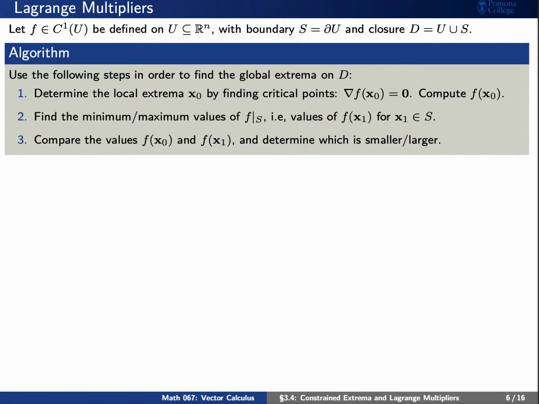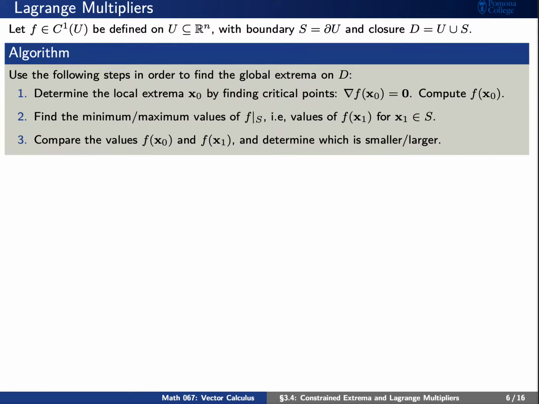So far, we've seen the following algorithm, which allows us to find global extrema on this closed set D. First, determine the local extrema by finding the critical points. That is, take the gradient, set it equal to 0, and then compute the value f evaluated at x0. Second, we can find the maximum and minimum values of f by looking at what happens at the boundary, that is ∂U. Third, we'll compare what we found, the values for the local extrema, that is f(x0), and the maximum and minimum values on the boundary, that is f(x1), and then determine which is larger and which is smaller.